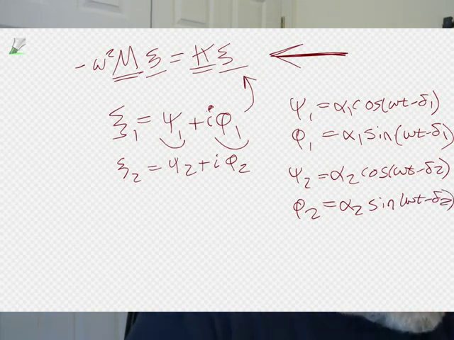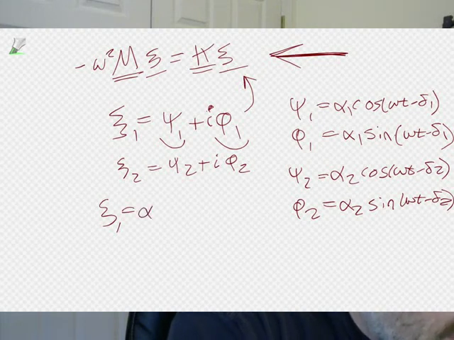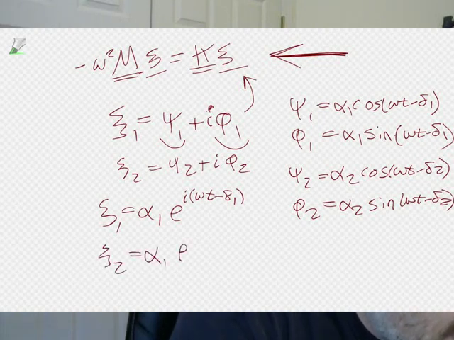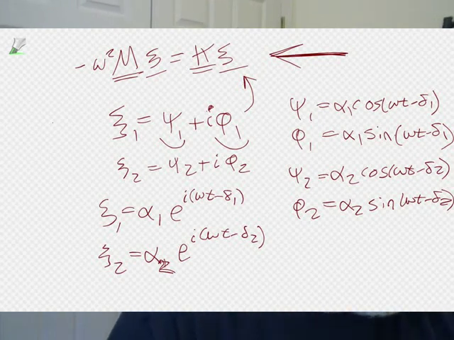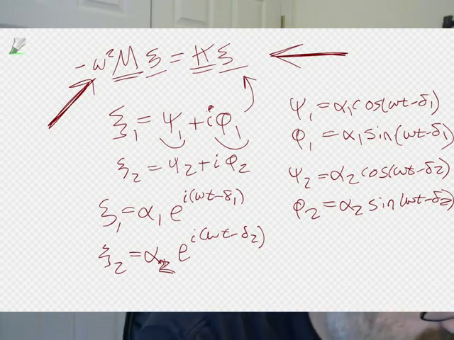And we wrote those so that this xi 1 could have been written as alpha 1 e to the i times omega t minus delta 1. And xi 2 could be written as alpha 2 times e to the i omega t minus delta 2. That was an alpha 2 there, right? And this is a delta 2. But these omegas are going to be the same as each other, because we saw we had just a single omega here. So for the derivative to work right, they have to be exactly the same omega.